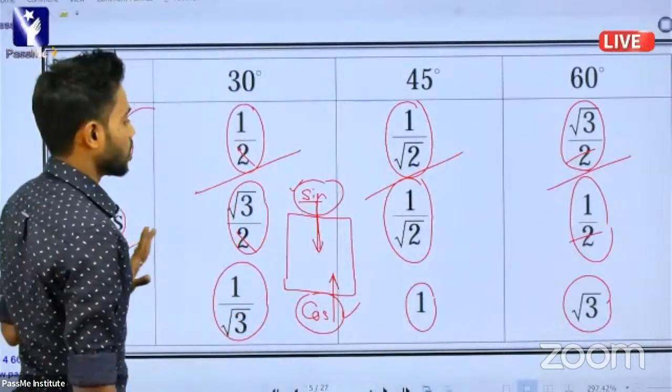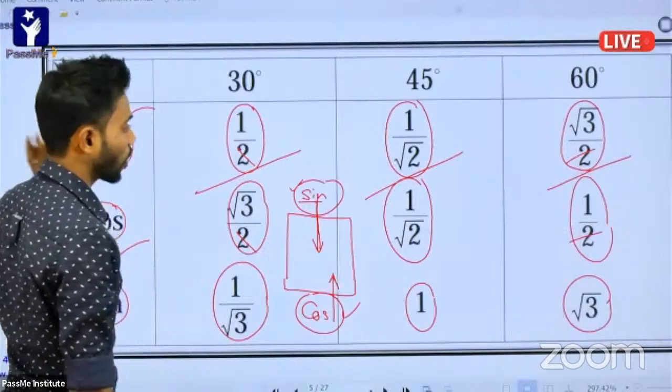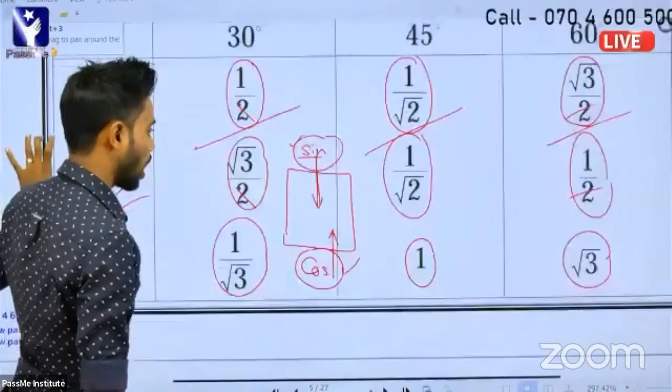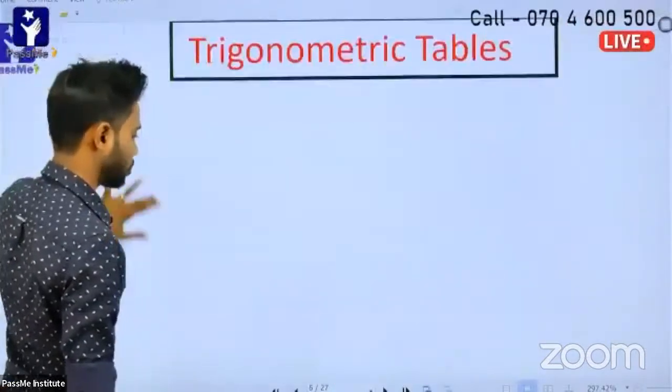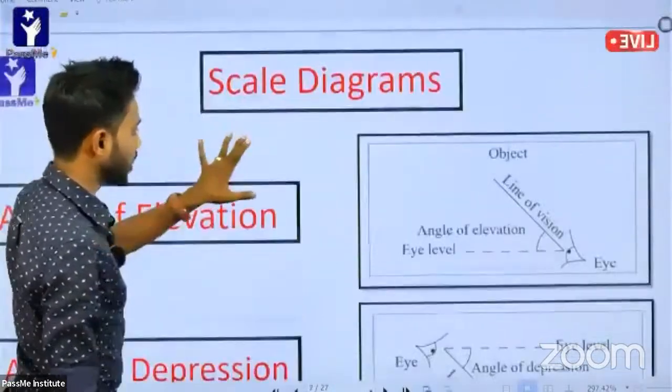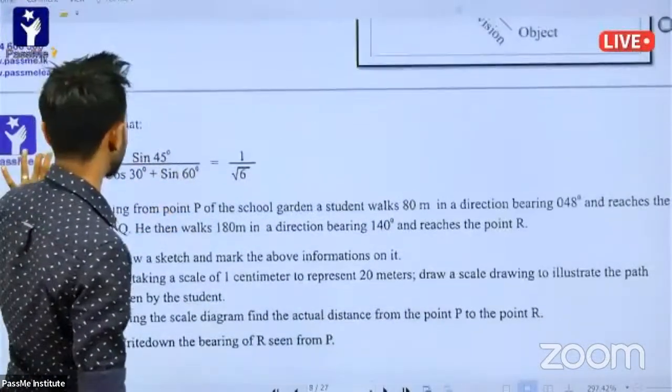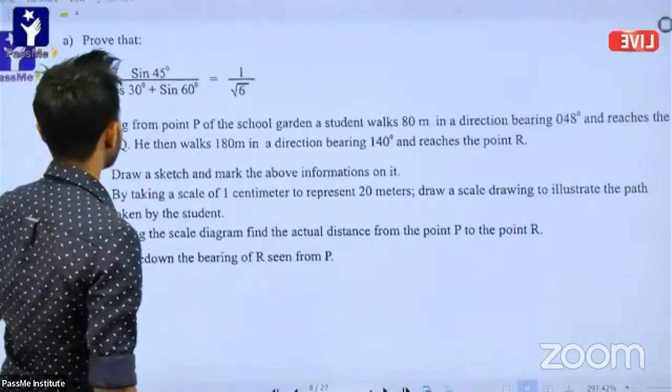Now, okay, I will go to the next slide because I want to do some questions. I will introduce scale diagrams later. So, small theories there. Now, this is the question that we need to do as the first one.